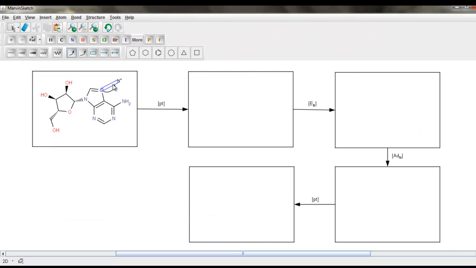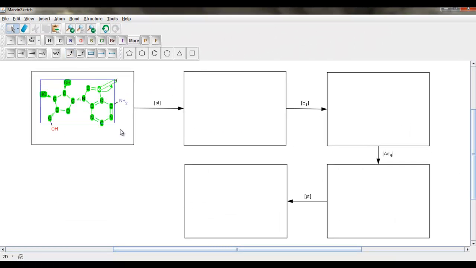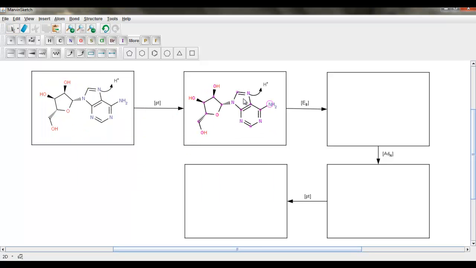So we're going to go with that and copy our product, or copy our intermediate. And then we erase this arrow, form the bond. And we have our intermediate.